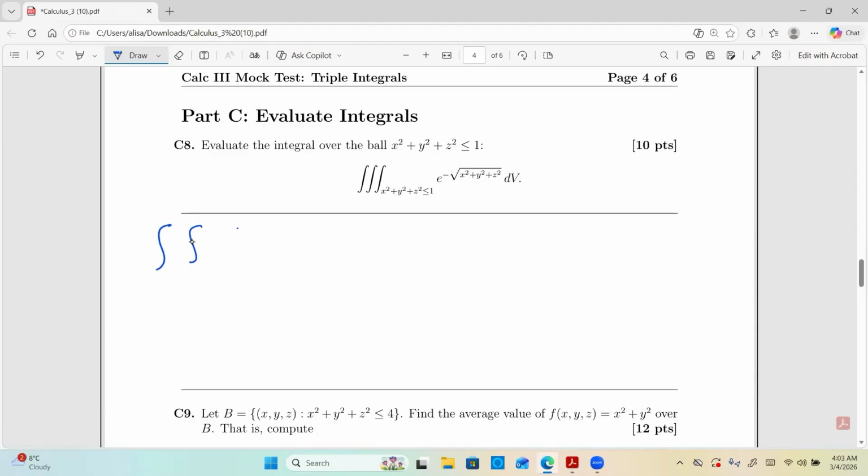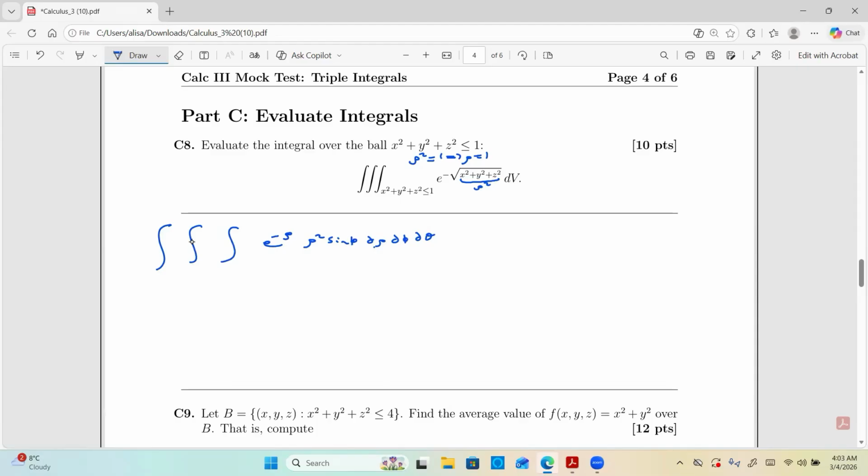So the triple integral here is going to be in terms of spherical coordinates because x squared plus y squared plus z squared becomes simply rho squared. So the boundary is rho squared equals 1. And this thing has a rho squared here, and then the square root and the square cancel, and we have e to the minus rho, and then we have the Jacobian rho squared sine phi d rho d phi d theta. Okay, and that's pretty much it.